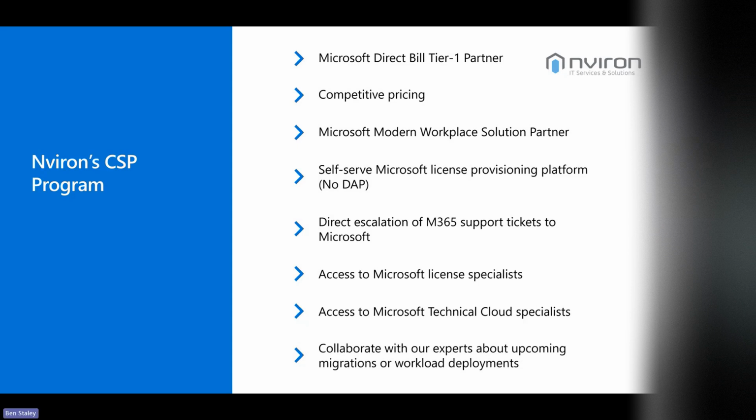To be an actual Microsoft Direct Bill Tier 1 partner, Nviron must provide customers with access to a self-serve license provisioning platform, and also subscribe to a Microsoft support plan to support our customers. The self-service portal enables customers to manage their own subscriptions, but also purchase new ones. We don't require delegated admin privileges to provision these licenses to customers. In fact, we don't require any admin access to your tenant, and lots of our customers do like that in terms of GDAP and the reassurances that it brings in terms of security.